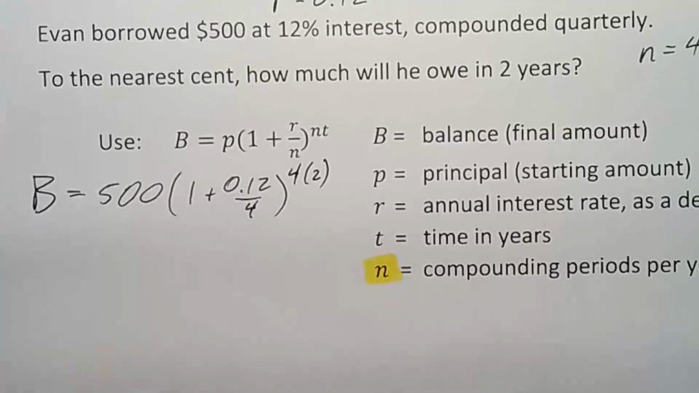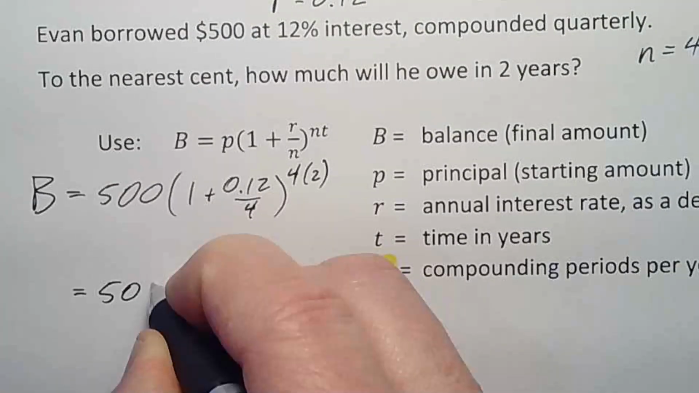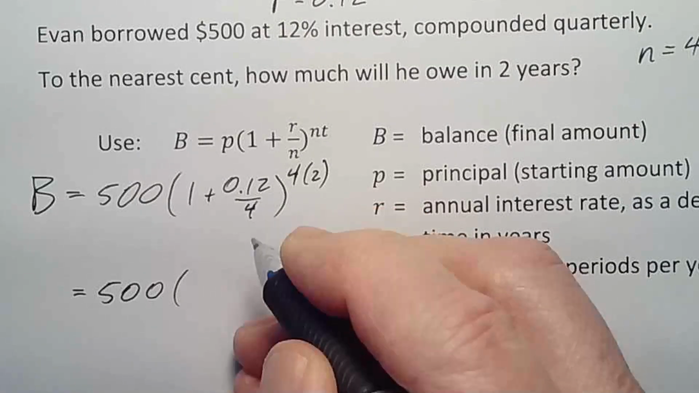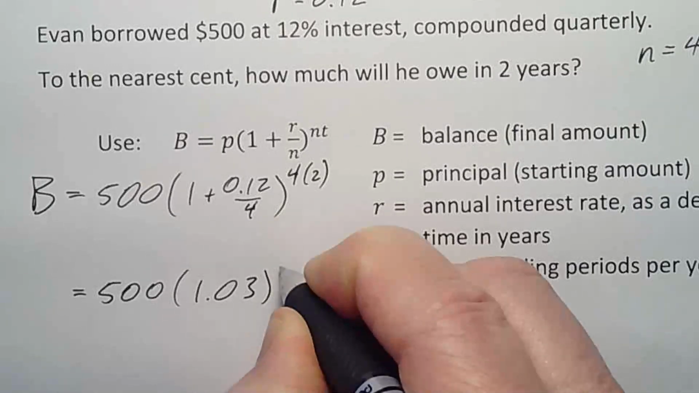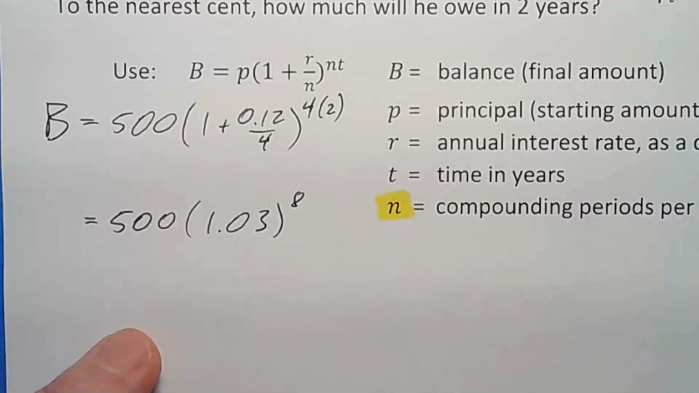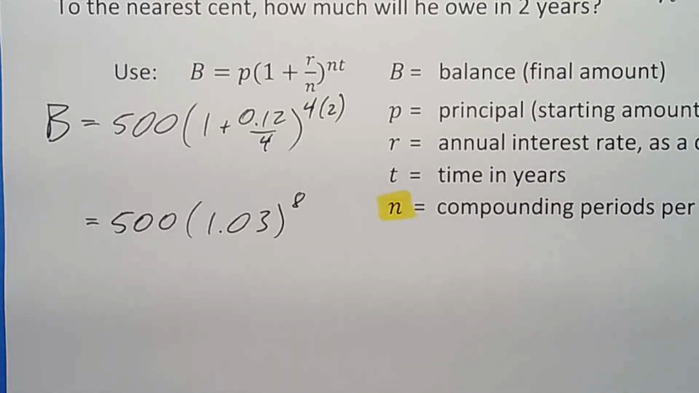So let's simplify that a little bit. This turns into 500 times, 0.12 divided by 4 is 0.03, so it says 1.03 to the 8th power. I mean, it'd be as if we said, well, what if it was 3% per year for 8 years? Different kind of loan, but the calculation would be the same.